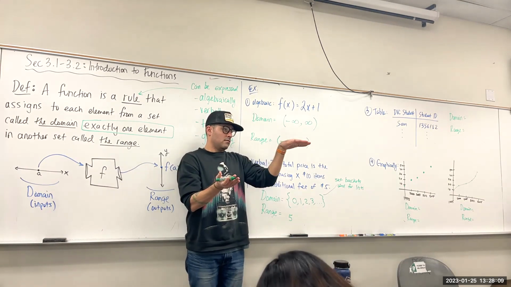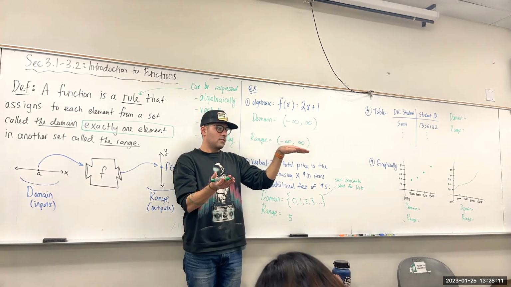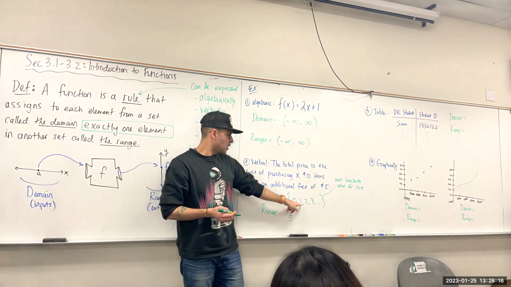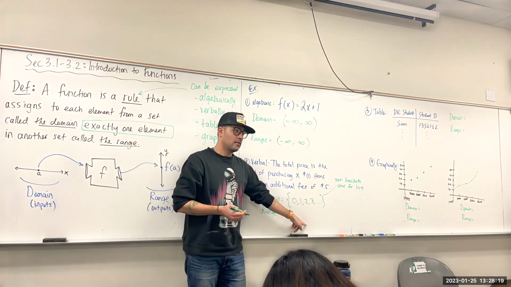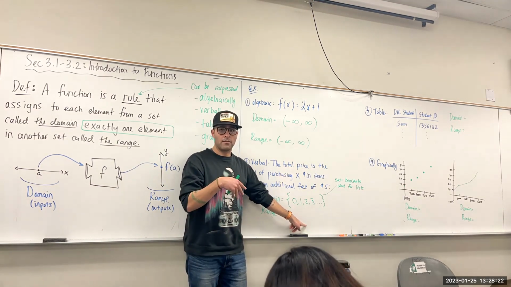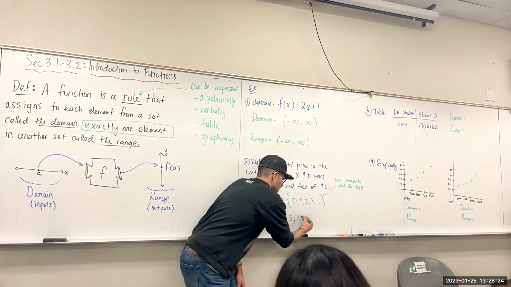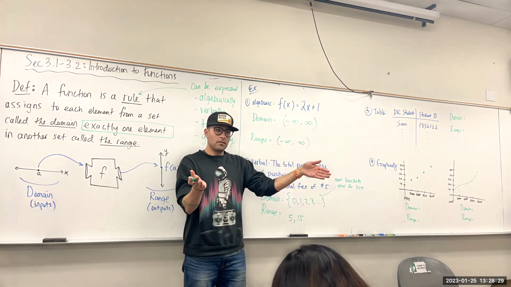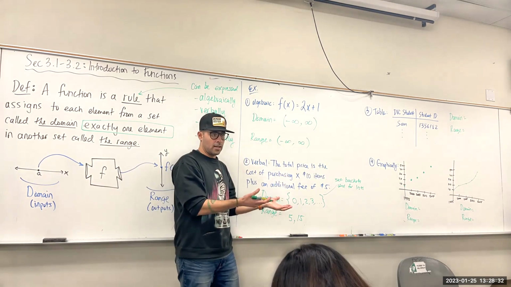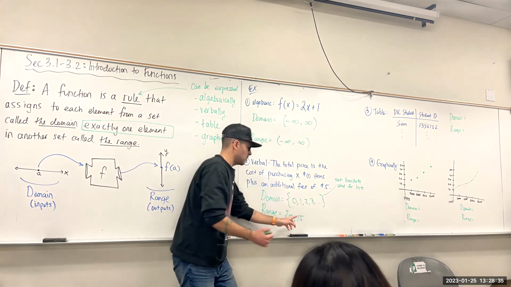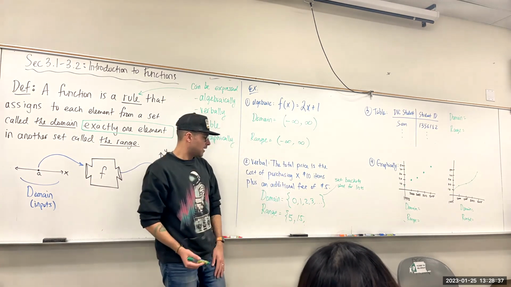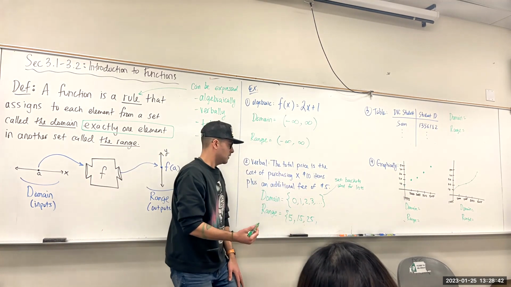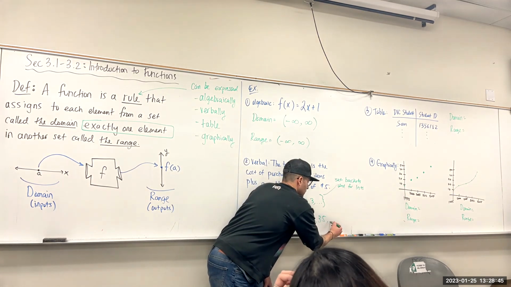What would be the next one? 15. So $5 is it for 0 items, right? But then for 1 item, it would be $15 because it's $10 plus 5, right? But notice, is the range going to include the numbers between 5 and 15? No, right? So it's going to be a list again. So it would be 5, comma 15. Then for 2 items, it'll be $20 plus 5, and then 35, and then so on, right?